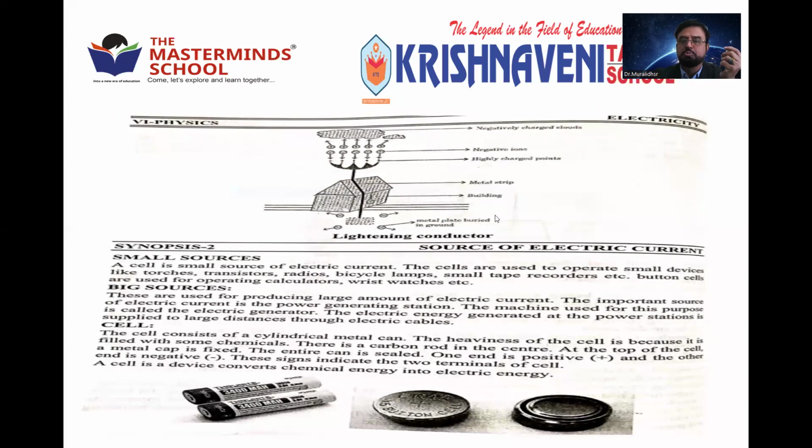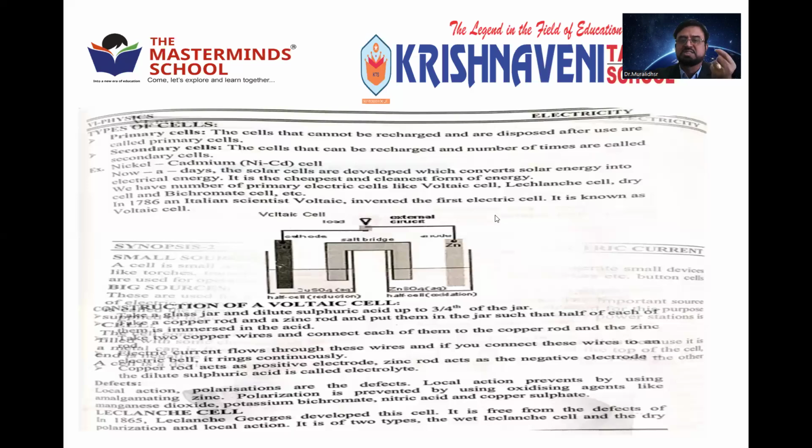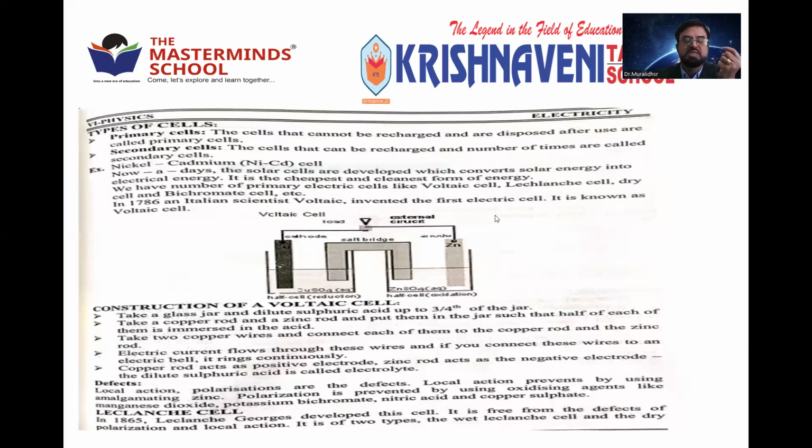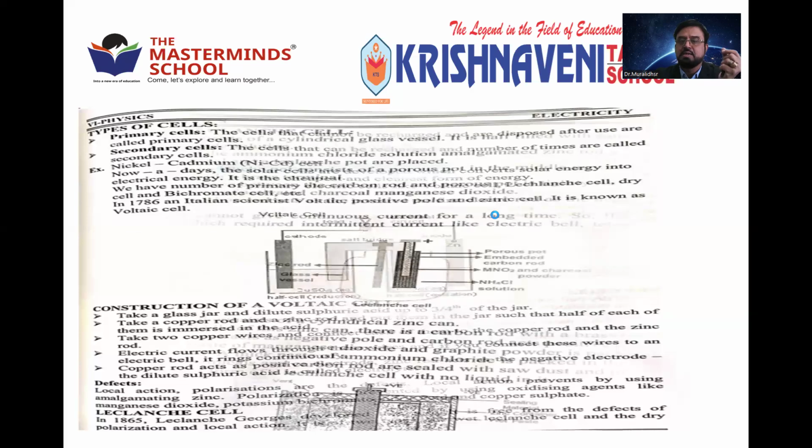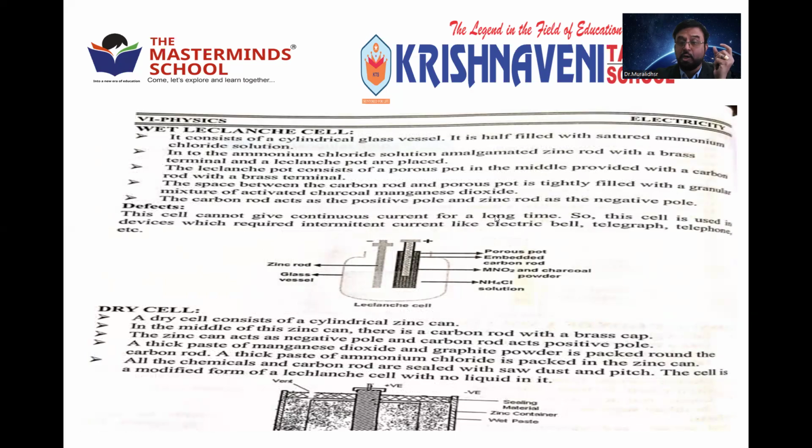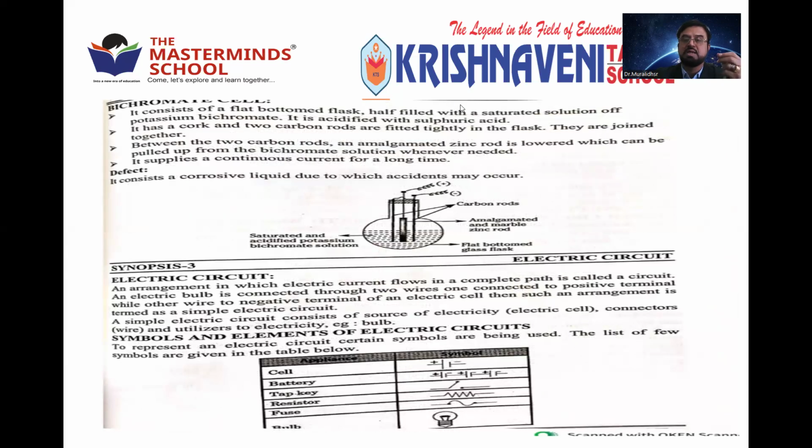Then we entered the second synopsis, where we discussed the source of current. There are small sources of current such as a battery or cell. There are different types of cells, primary cell and secondary cell. A primary cell cannot be recharged, whereas a secondary cell can be recharged. In that, again, there are so many varieties of batteries or cells: Leclanche cell, bichromate cell, wet cells and dry cells. All these give electricity for us, and come under sources of electricity, right?